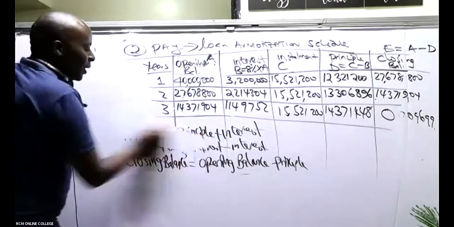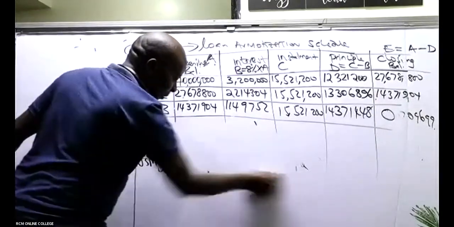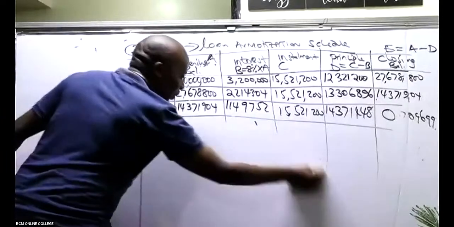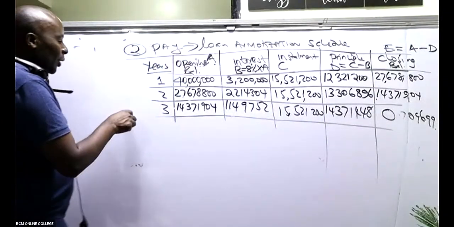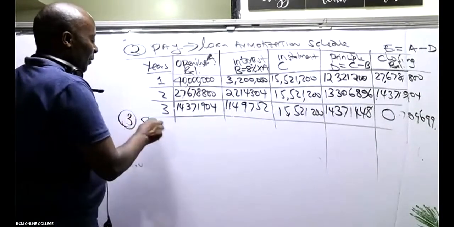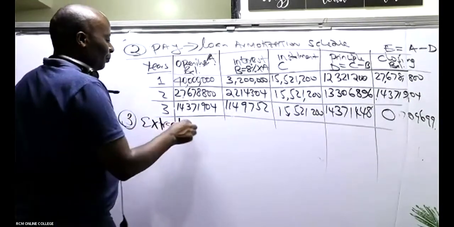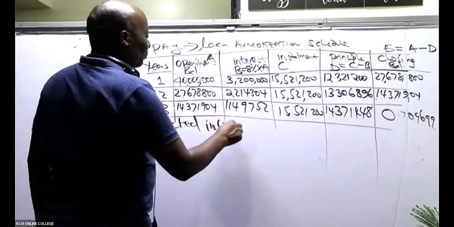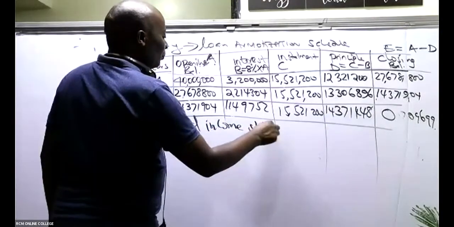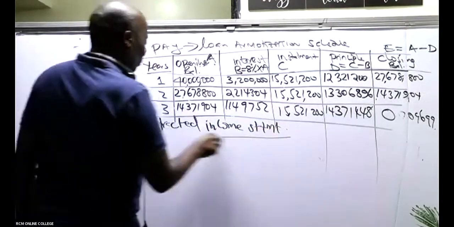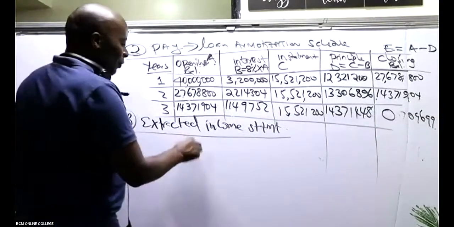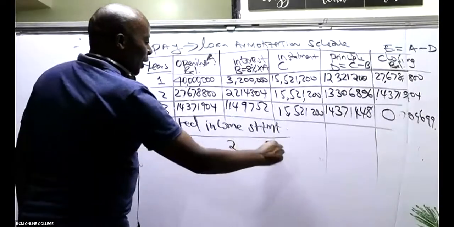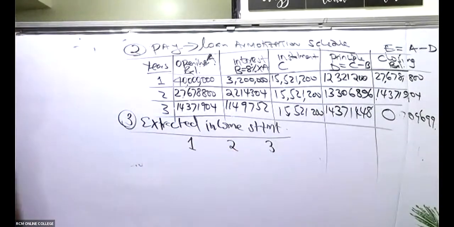So step number 3, I want you to memorize these steps, because this is very, very popular in your exams. So step number 3, go ahead and give us extracted income statement. Extracted income statement. So remember, we have 3 years. We have year 1, year 2, year 3.